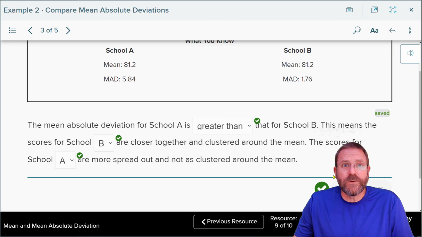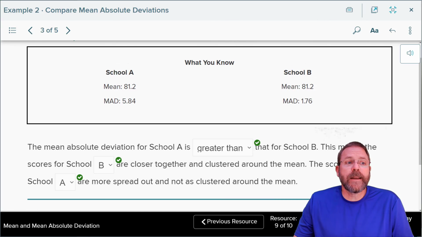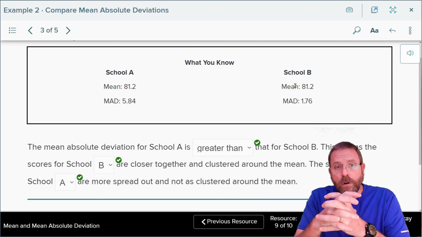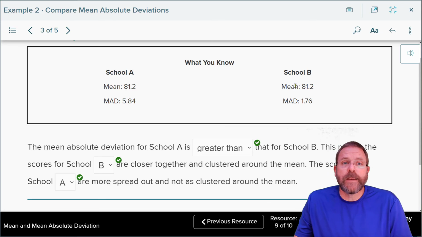That's all there is to doing this. It helps you to interpret the data and get a better idea of what's better. I'm thinking School B does a better job of preparing their students because the majority of them are all clumped together right there in that same mean absolute deviation.